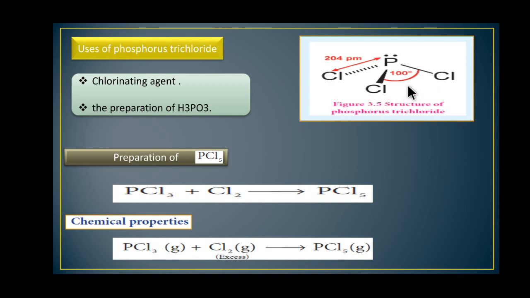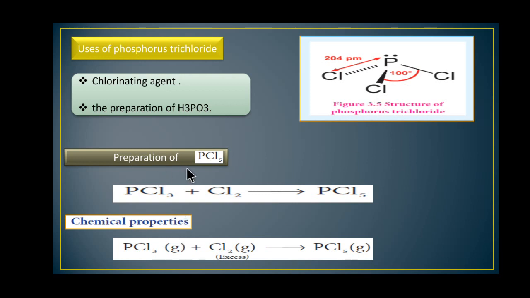So the structure is possible in this way. The chlorine to phosphorus bond distance is 204 picometer. Is it clear? And the chlorine to chlorine bond angle is 100. The dotted line represents a back side axis bond, the solid wedge a front side axis bond, and the plain line a plane of axis bond. Is it clear? Okay.